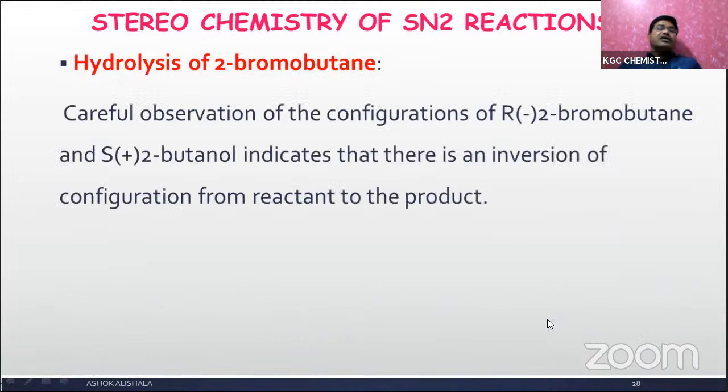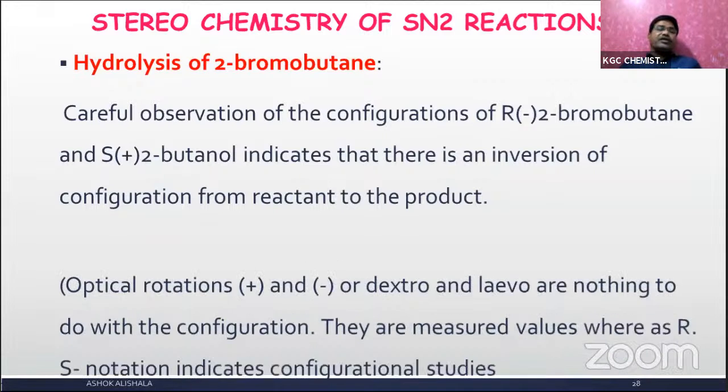Another careful observation of the configuration of R-2-bromobutane and S-2-butanol indicates that there is an inversion of the configuration in the product.